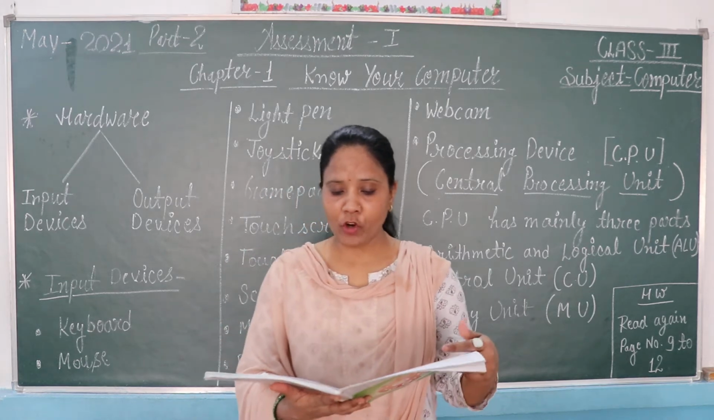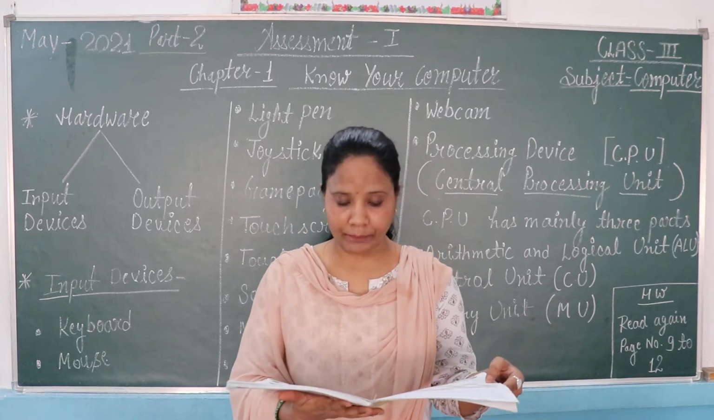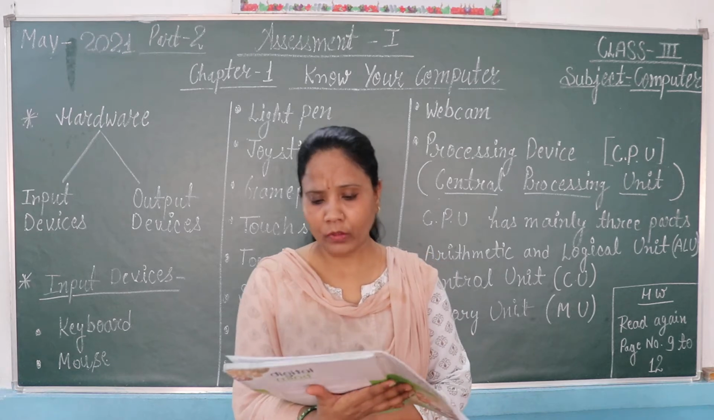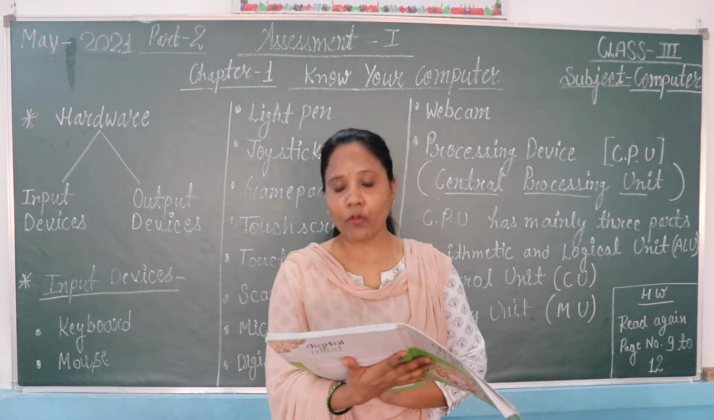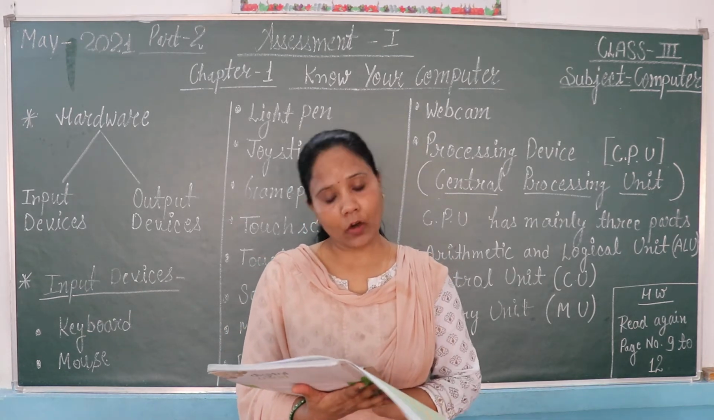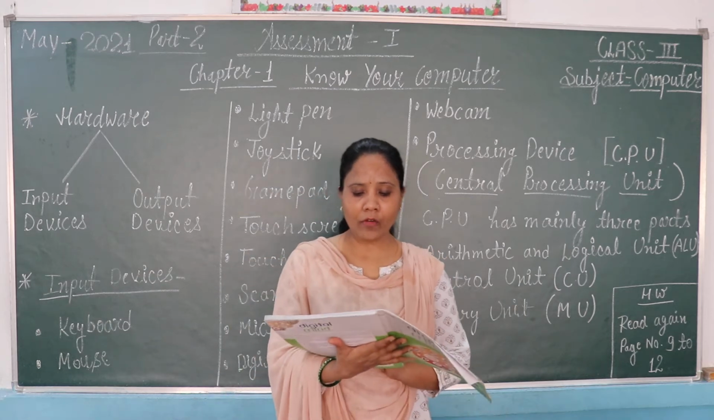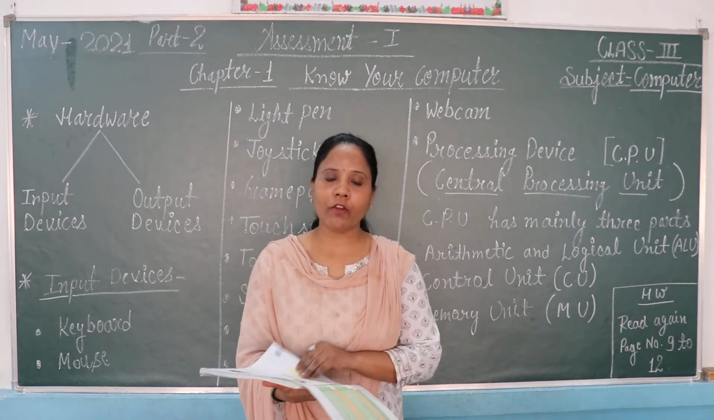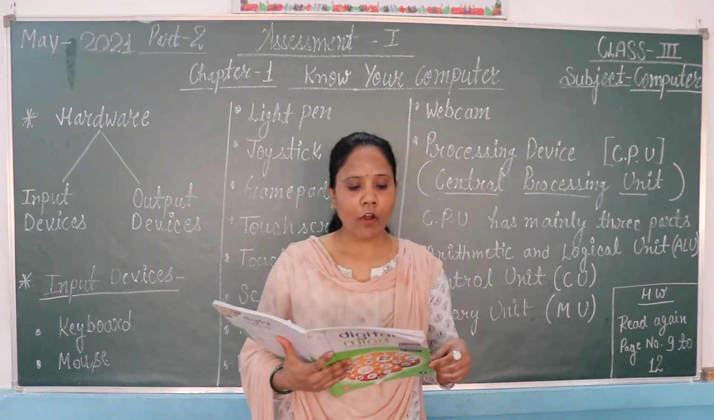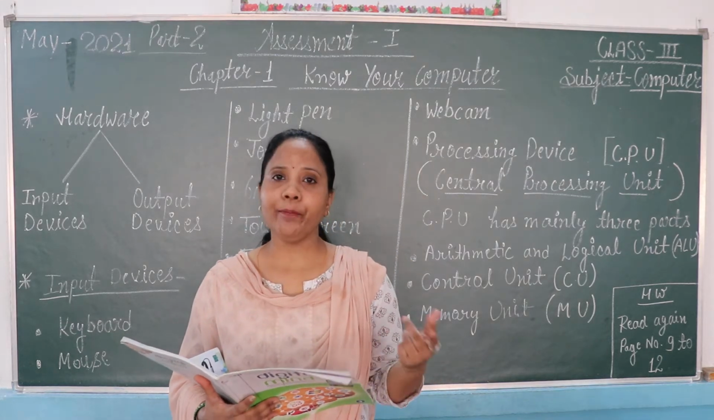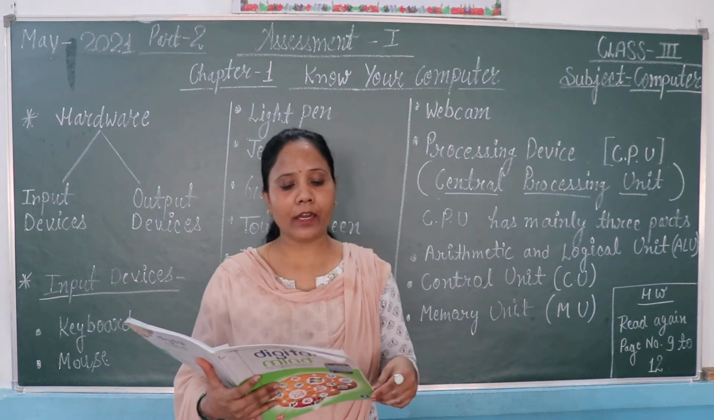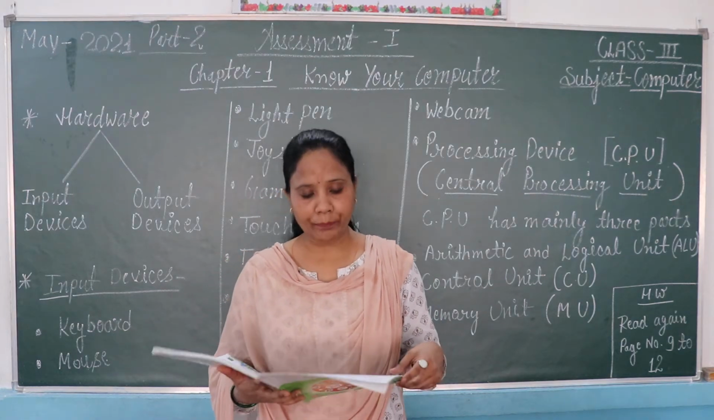Before starting the reading of this chapter, we will revise what we have discussed in the previous video. First of all, we have discussed what a computer is and what the use of a computer is. And how the computer works, what the process of working of the computer is. There are three processes of computer working: first input, then process, then output.